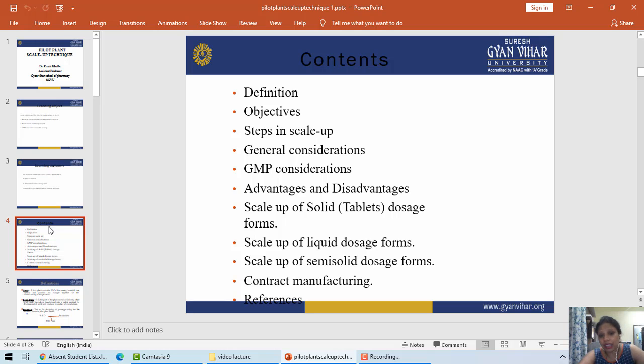Other than that, scale up of semi solid dosage form. What are the semi solid dosage forms? How we can scale up gels, creams, ointments, different semi solid formulations. How we can scale up all these things, we will discuss in this unit.